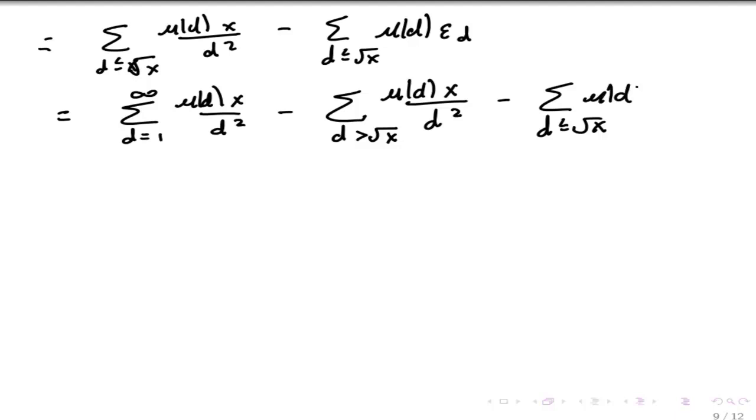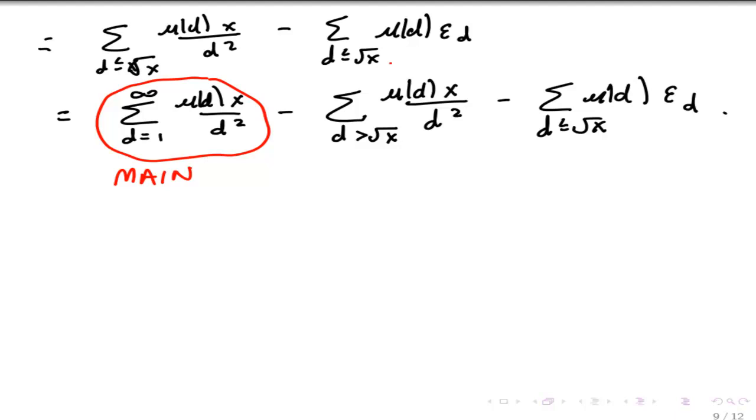Mu of d epsilon d. Okay, this is the main term, and notice that main term is equal to what? So this is our main term, and these are a couple error terms. So let's call this one E1 and this one E2.